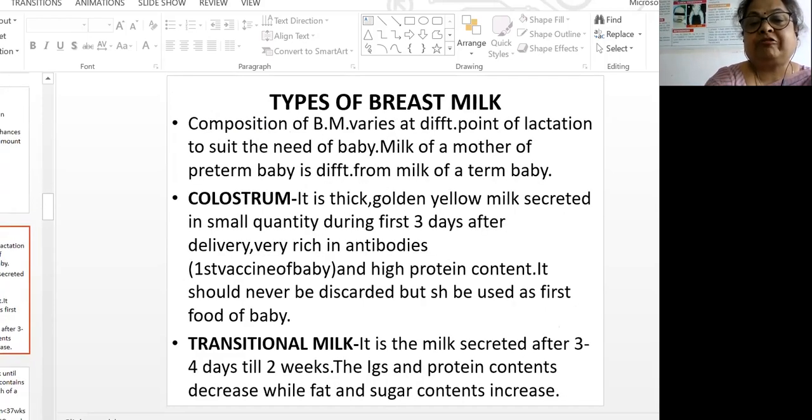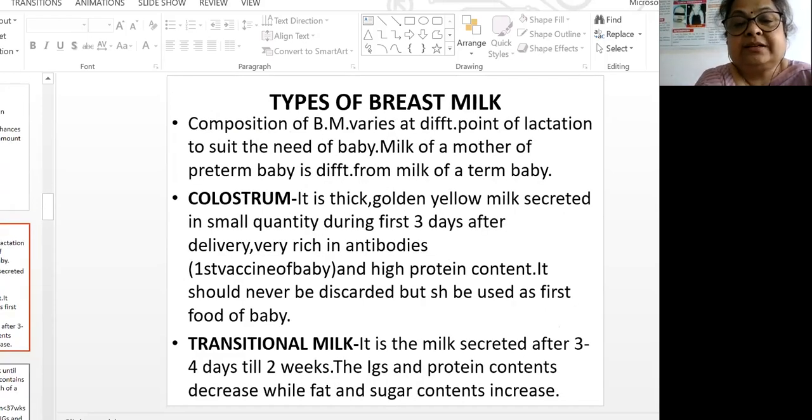Now, what are the types of breast milk? The composition of breast milk varies at different points of lactation to suit the need and the demand of the baby. Like milk of a mother of a preterm baby is different from the milk of a term baby. So first we'll learn what are the different types of milk.